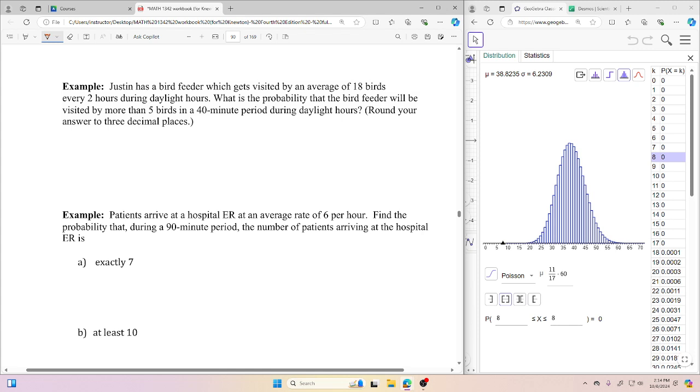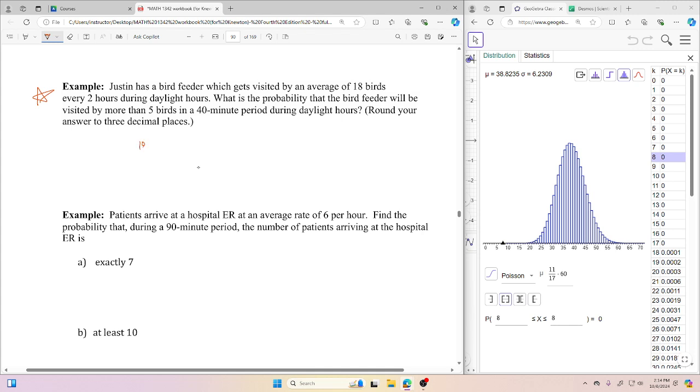The birds. I gotta say, this is one of these star problems. I've seen this so many times on exams. Birds and trains are all over the place, okay? Birds and trains. We'll see the trains later. So a bird feeder has an average of 18 birds every 2 hours. What's the probability of the bird feeder being visited by more than 5 birds in a 40-minute time period?